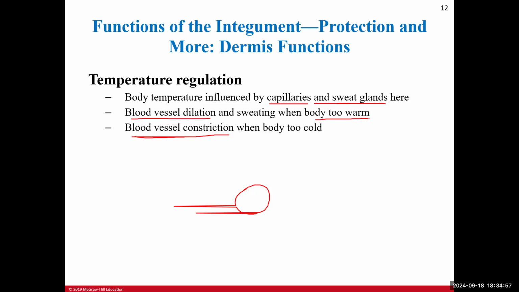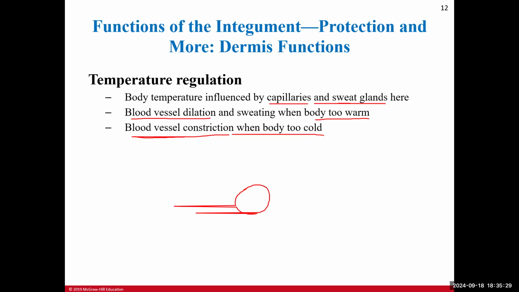Now, if we go the opposite direction, our blood vessels get small. They shrink down. So they go from here, and now they get small. Is it easier for blood to go through the blood vessel when it's like this or when it's like this? Right, when it's bigger. So now we've gotten to the point where the blood vessel has gotten small. That's called vasoconstriction, decreased blood flow. And so that's what we see the blood vessels do when the body gets too cold.